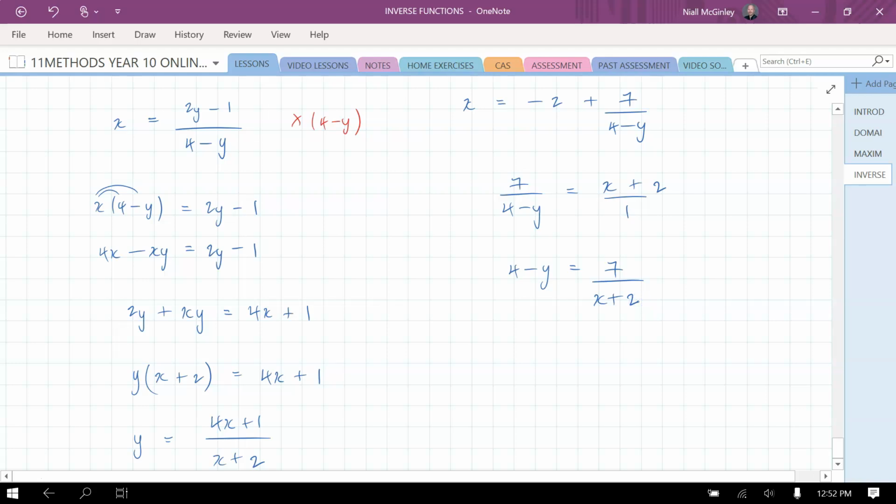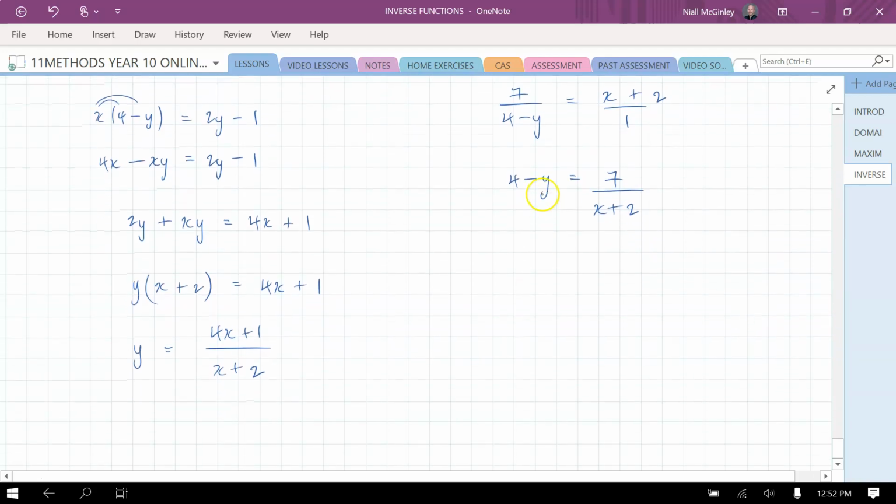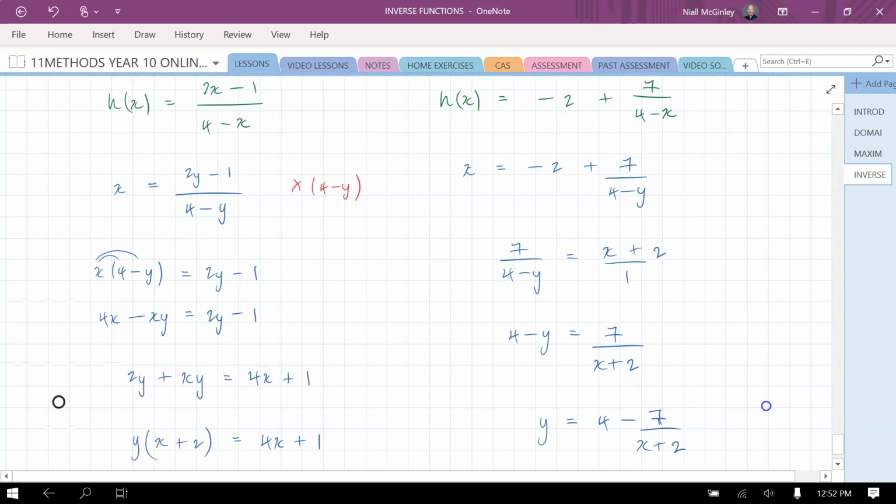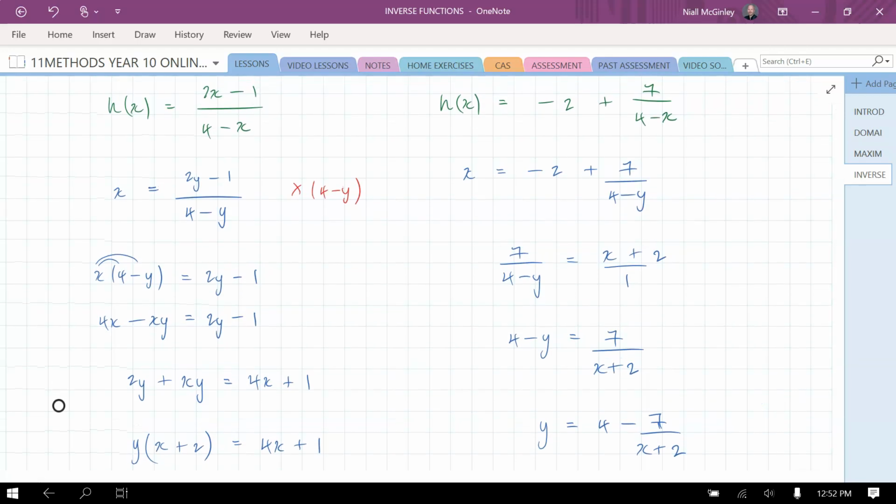Okay. Now what I can do here is add y over here. So you've got y equals 4, and then take away the 7 over x plus 2. And either of these is acceptable. As I say, I've just shown you both ways so that you don't have to rearrange it, but I certainly prefer the second way here, because if you have to get the asymptotes, it's easier. But it's entirely up to yourself.